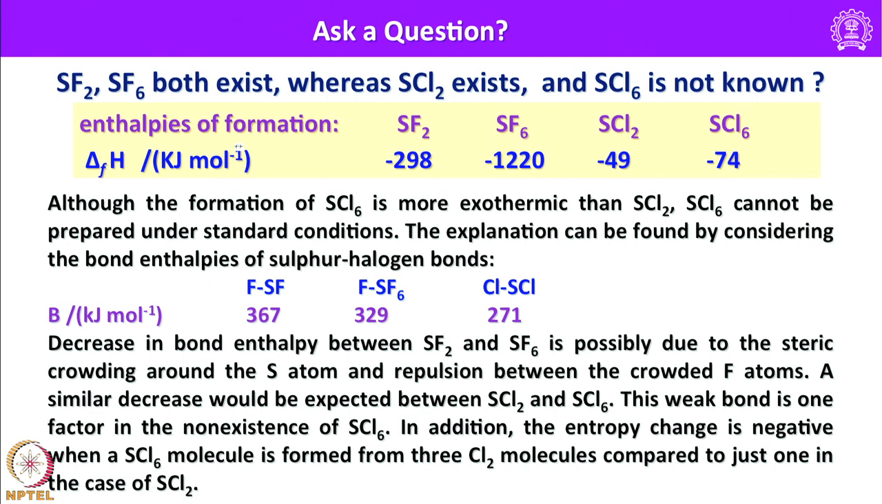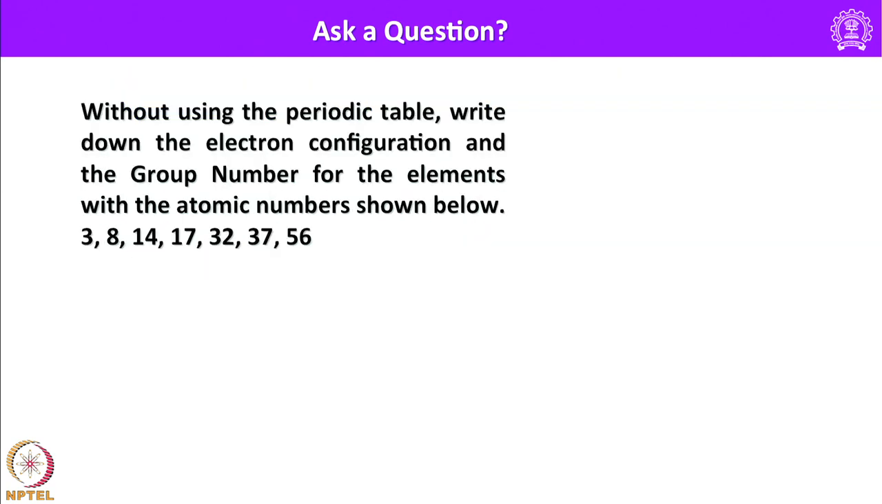However, in case of SF6, because the enthalpy of formation is a little larger, SF6 can be made easily. Under normal circumstances at ambient condition SF6 is stable, but at higher temperature it decomposes to form lower halides or lower fluorides. So, there is another question.